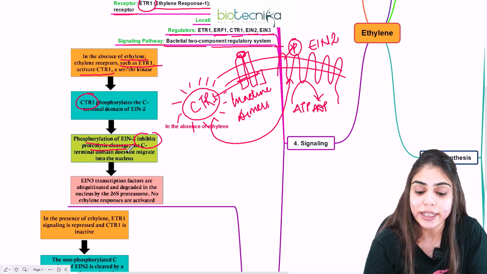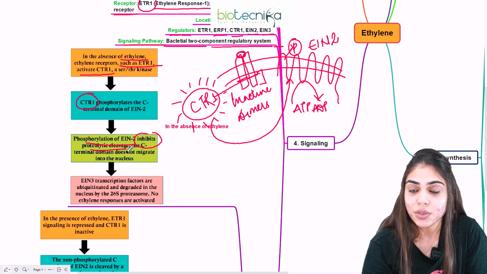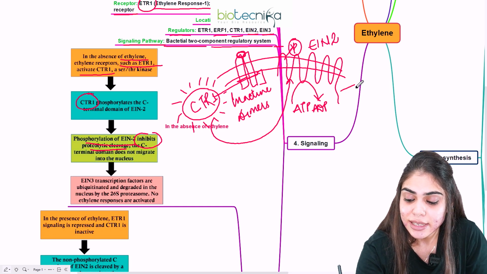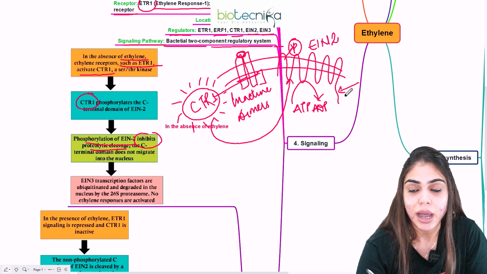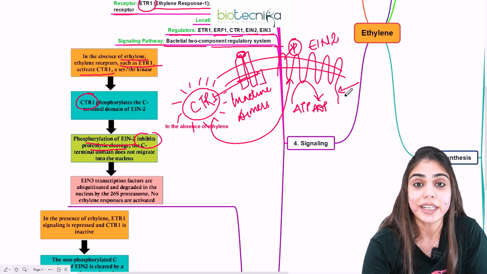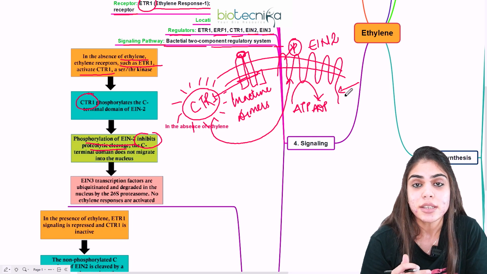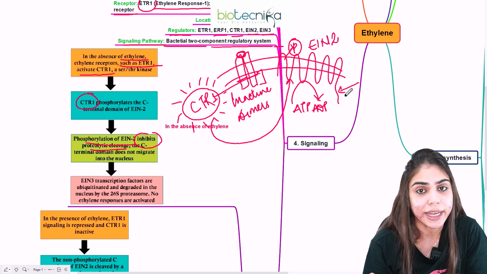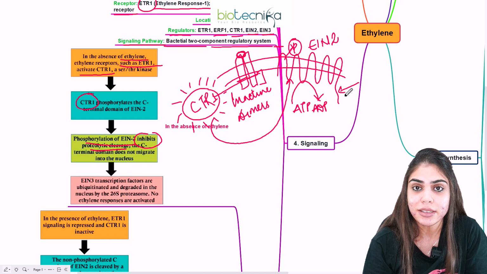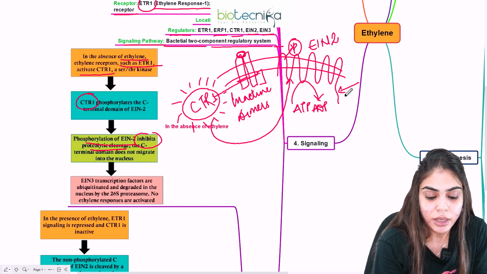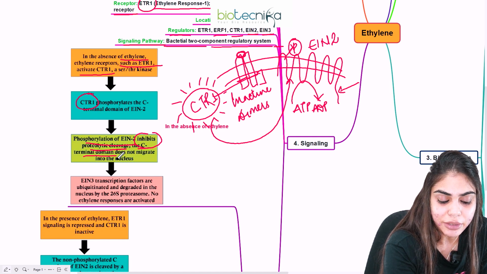This was phosphorylated by CTR1. Once this is phosphorylated, the protease enzyme will not act from outside, because this is now inhibited. This EIN2 is phosphorylated, so it will not be acted upon by any kind of protease. That means no proteolytic cleavage of EIN2 will be seen. That means no C-terminal domain will be formed.